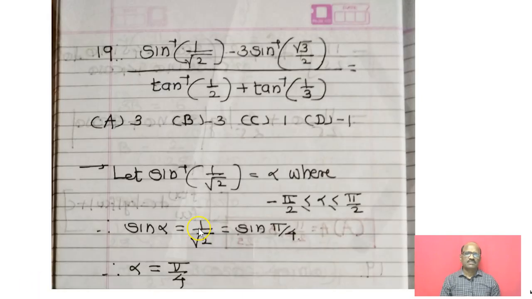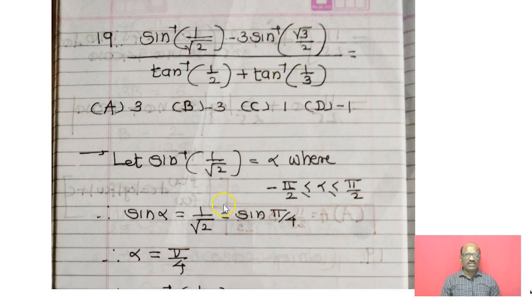Now the next example is from trigonometry, where inverse functions are there. Sin inverse of 1 upon root 2 minus sin inverse of root 3 upon 2, the whole divided by tan inverse of 1 upon 2 plus tan inverse of 1 upon 3.